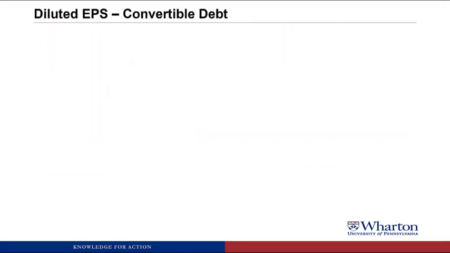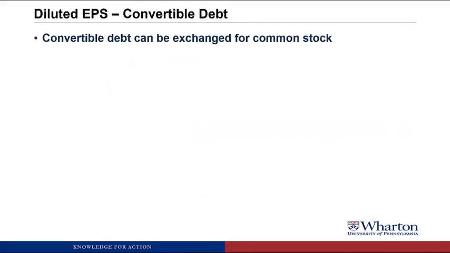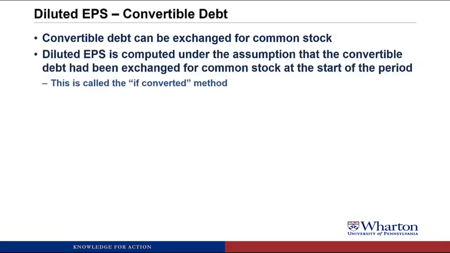Okay, first we're going to look at the effect of convertible debt on diluted EPS. As I mentioned, convertible debt can be exchanged for common stock at the holder's option. Diluted EPS is computed under the assumption that that convertible debt was exchanged for common stock at the beginning of the period. This is called the if-converted method. So we'll see an EPS number that assumes that at the beginning of the period that we're looking at, whether it's a quarter or a year, all the investors that had convertible debt converted that into stock.